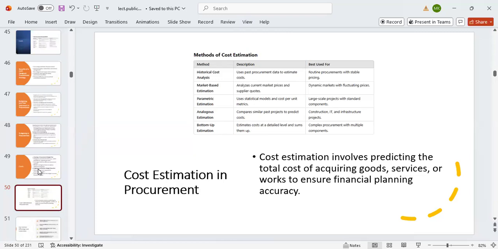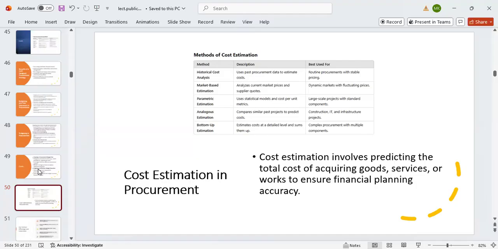Can you hear it? Did you hear what I said? Yes, sir. Okay. Then this is normally used for routine procurement with stable pricing that is available. Then another estimation strategy is what we call market-based estimation. It analyzes current market prices and supplier quotes. It's for a dynamic market with fluctuating prices. When there is a market whereby prices of services and goods are not stable, you can use that strategy.